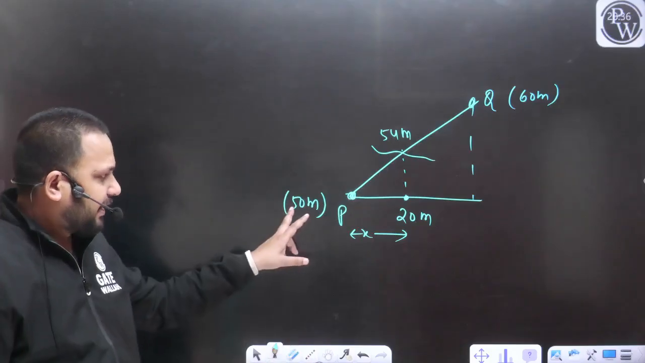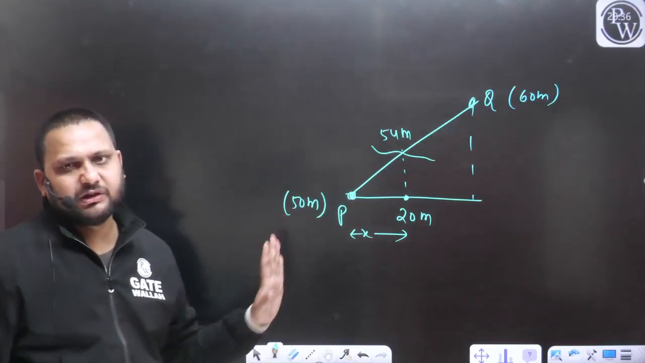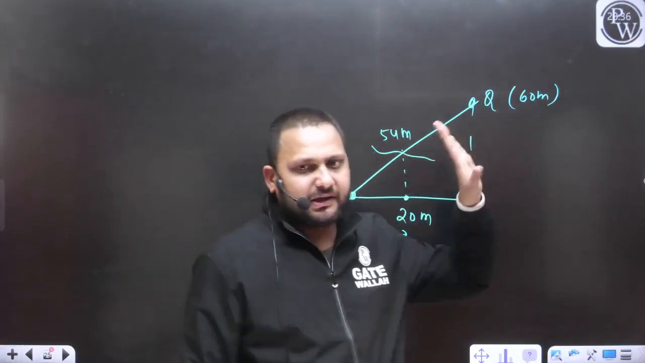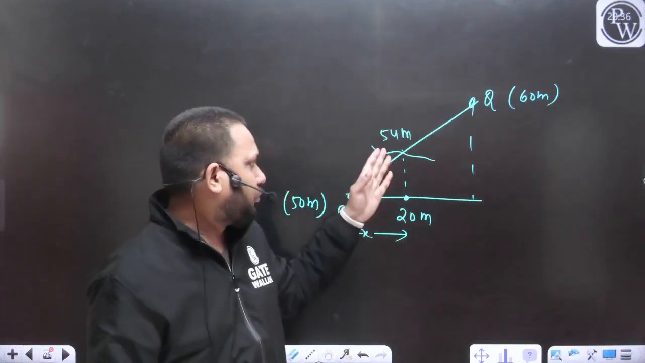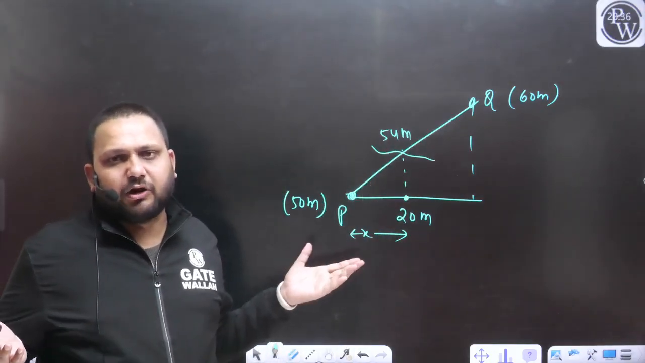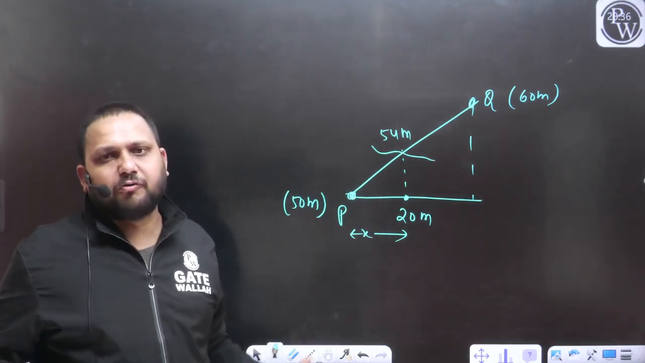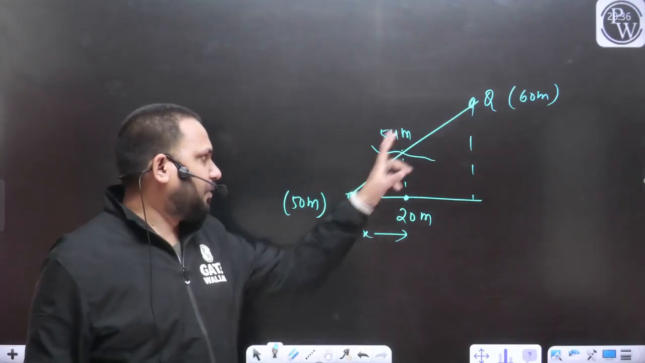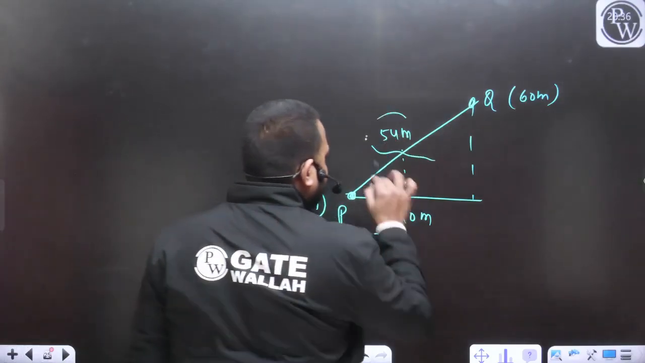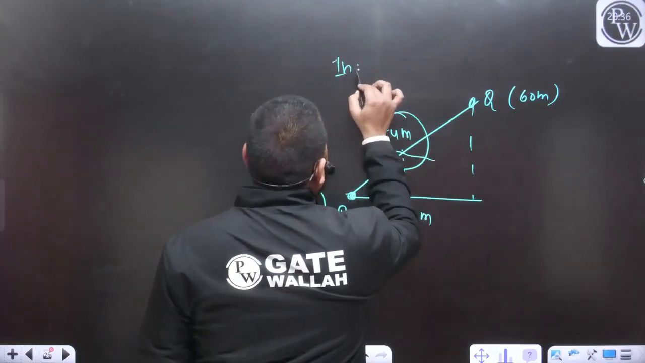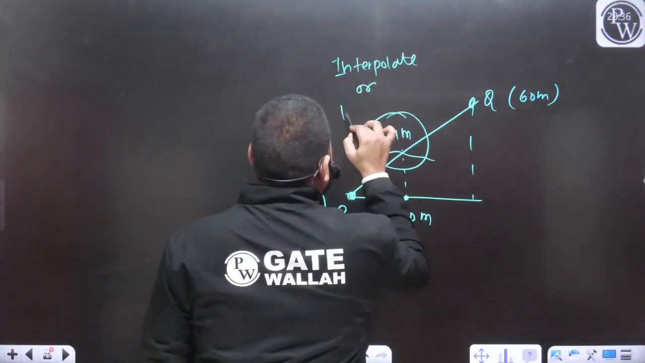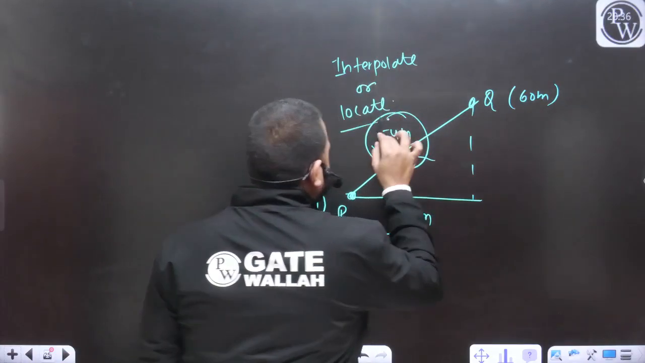We have located this 50 meter contour directly on the field. We have located this 60 meter contour directly on the field. But now I want to locate the position of this 54 meter contour. For that, I am not going to perform the measurement. With the help of these two contours and the data, can we interpolate or locate this contour? Yes or no?